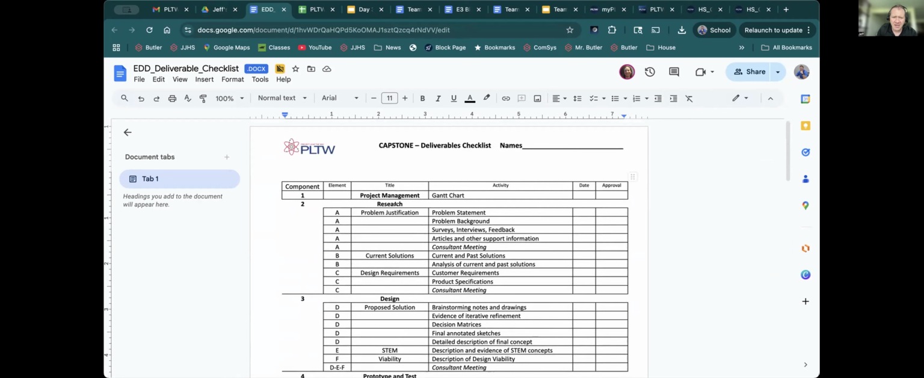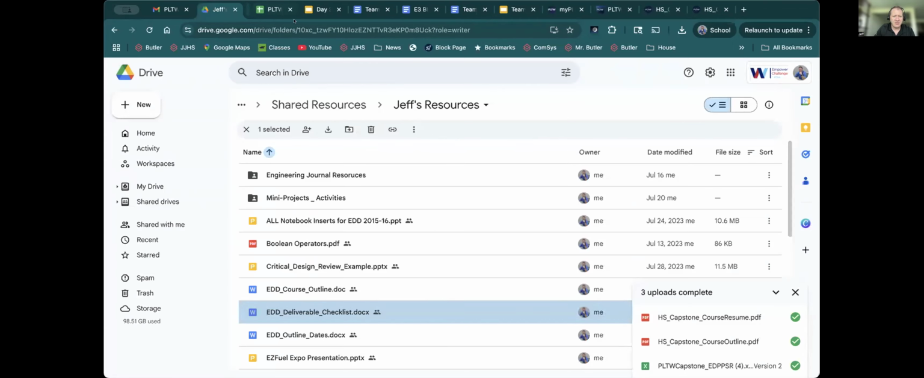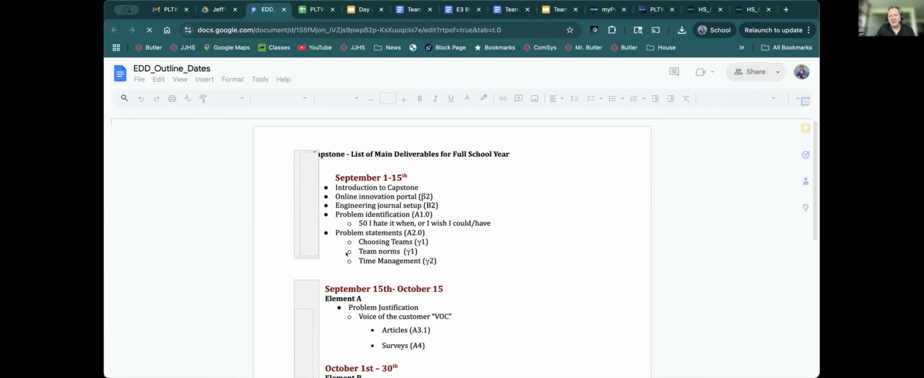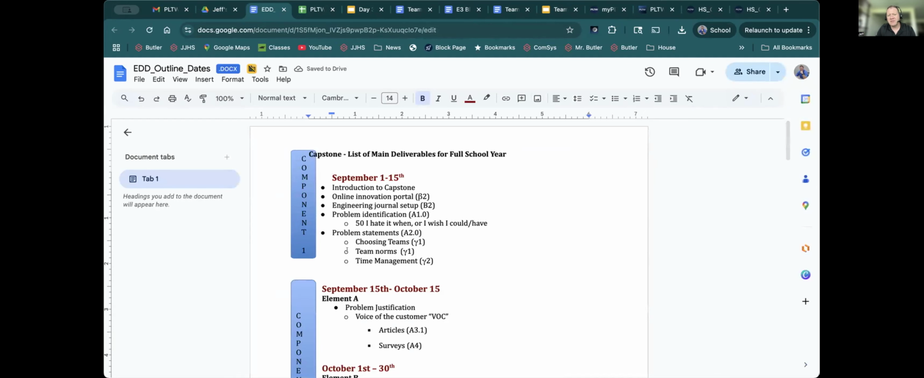So again, it's an editable document. Feel free to use this. Feel free to edit this. These are little freebies that we're giving you. And then my outline of dates, my school year, September through the end of June.